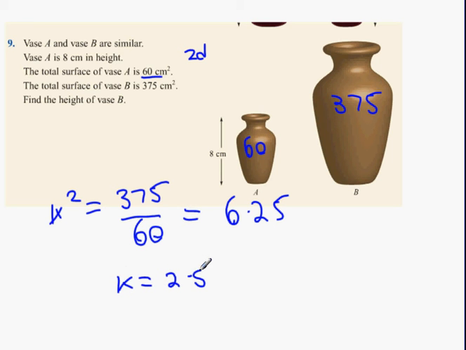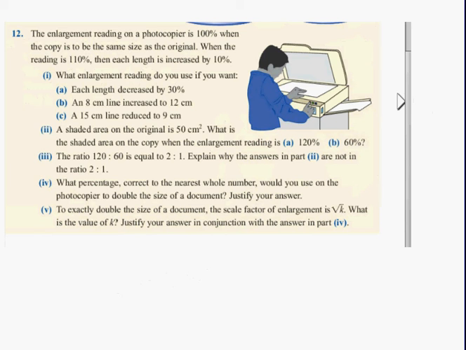Now, if the scale factor is 2.5, length is linear, one-dimensional. So multiply 8 by 2.5, and what do we get? 20. The height of the bigger phase is 20 centimeters. Is that right? Okay. Now, question 12.